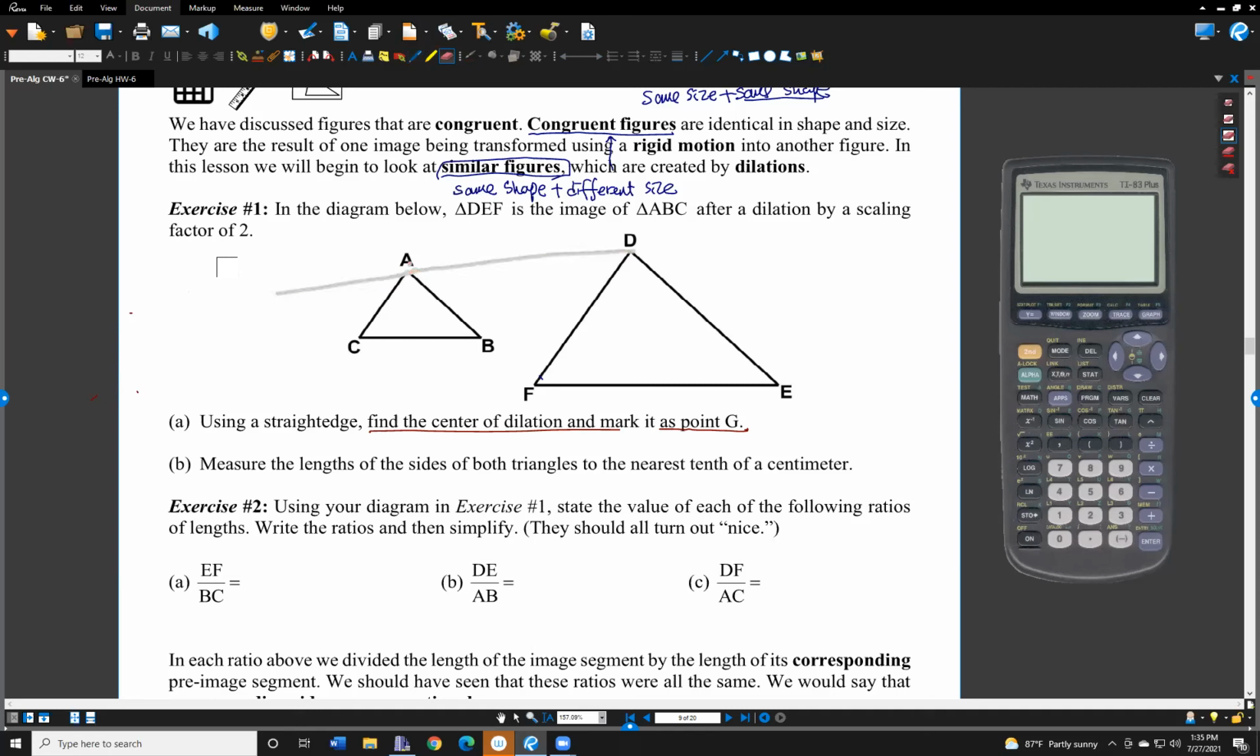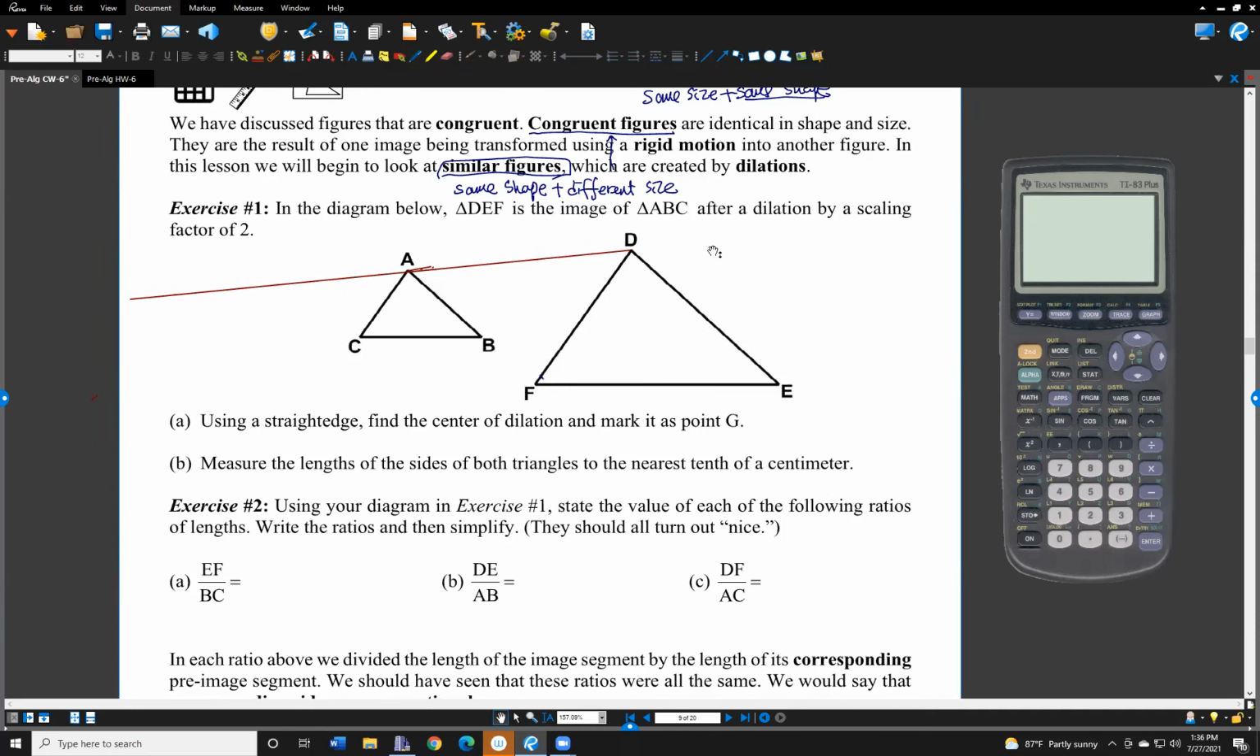I'm going to use the correct line over here, okay? DEF is the image, right? So ABC is the pre-image. ABC is the pre-image, so this one changes to what? I'm going to draw from here. The center is on this line. Right? The center is just on this line.